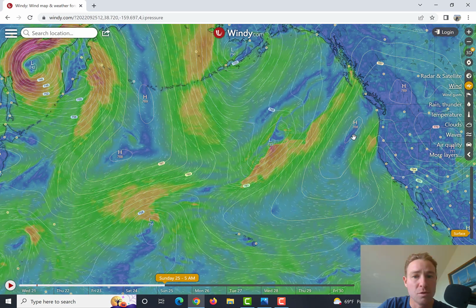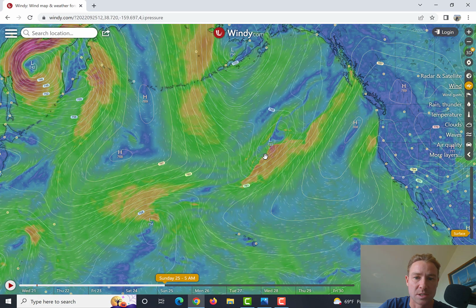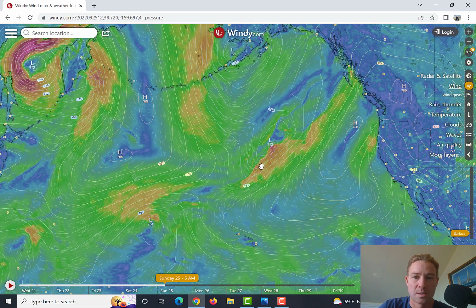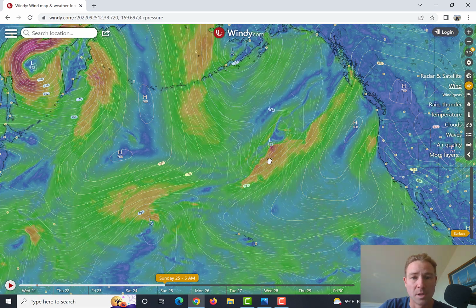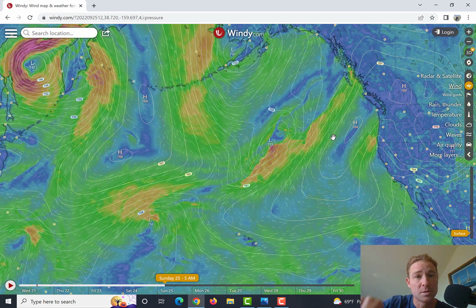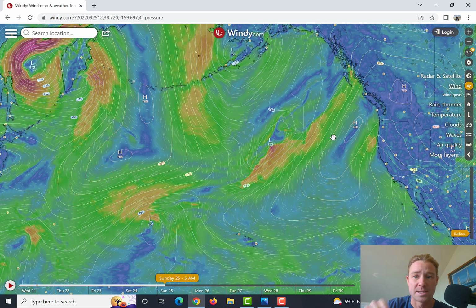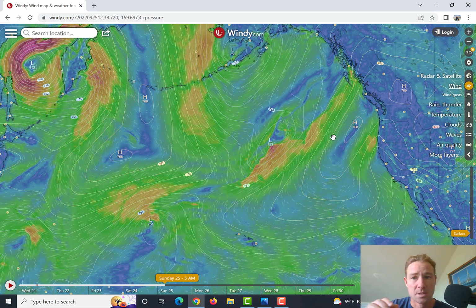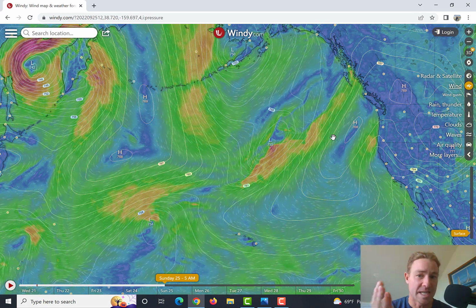So not a huge difference right now, but what you do see is you start to see some higher winds develop on the low side, on the eastern side of the low. Remember, the lows rotate counterclockwise and the highs rotate clockwise. So the high is actually feeding into this low.